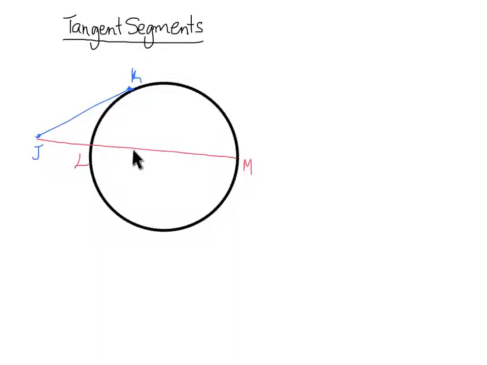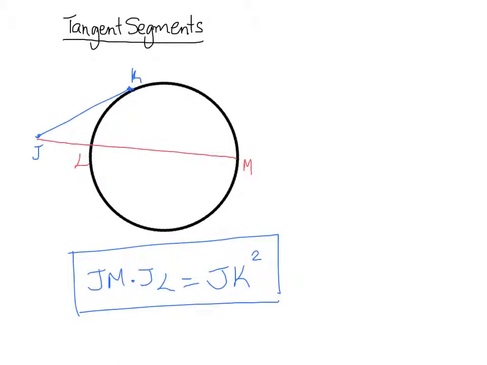Our long segment, so JM, multiplied by our short segment of the secant, which is JL, will be equal to our tangent segment, so JK, times tangent segment, JK. So we can just actually say JK squared.